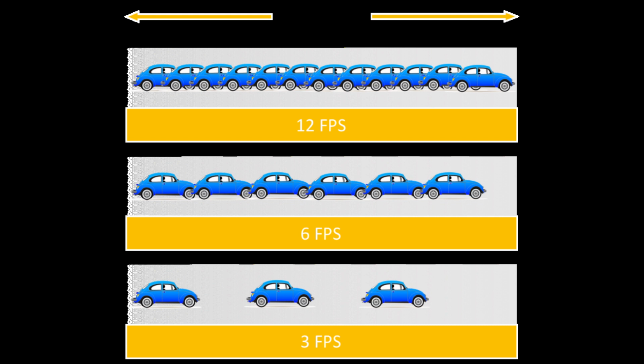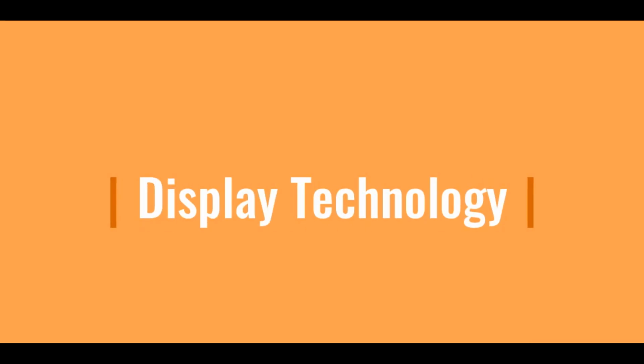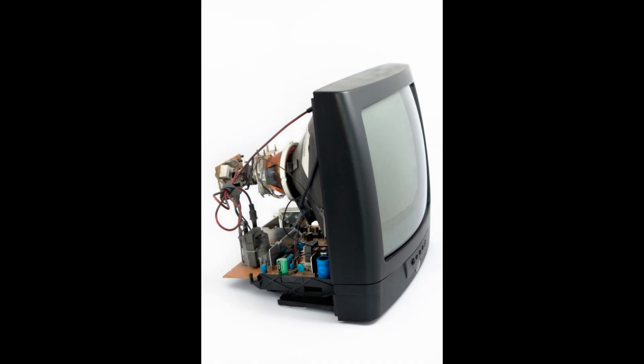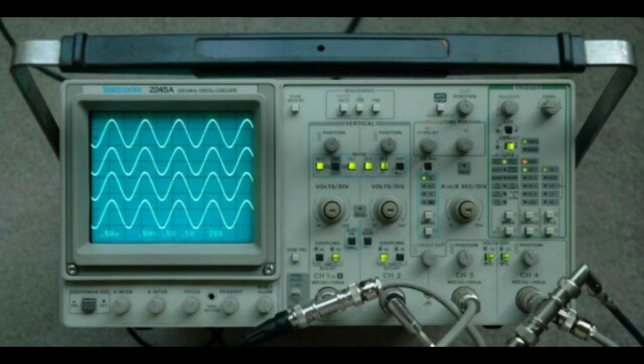distinct still images. Let's also discuss the other technology which is involved in it, the display technology. Now, most of the earlier display devices used CRT, cathode ray tube. It is still used in some instruments today, such as CRO. These devices were much bulkier, consumed a huge amount of power and generated a lot of heat.